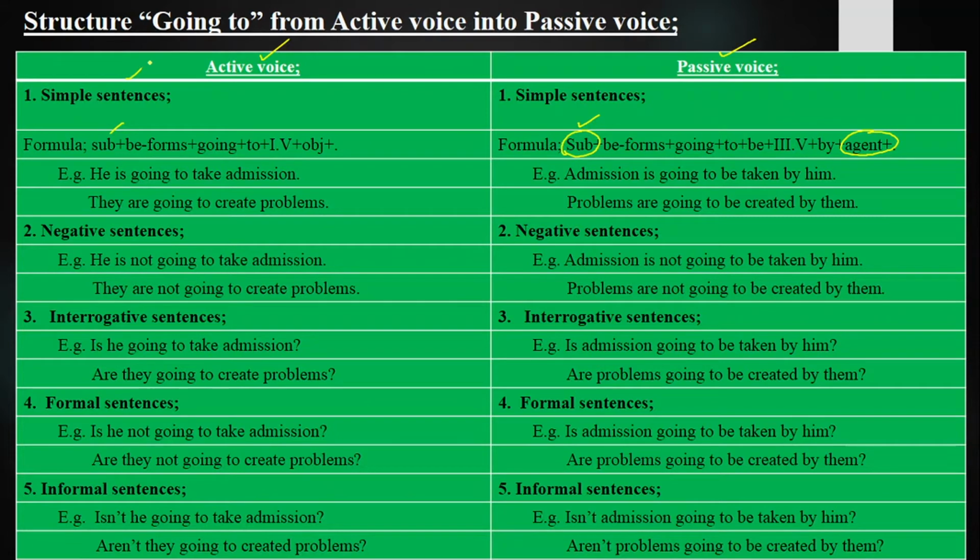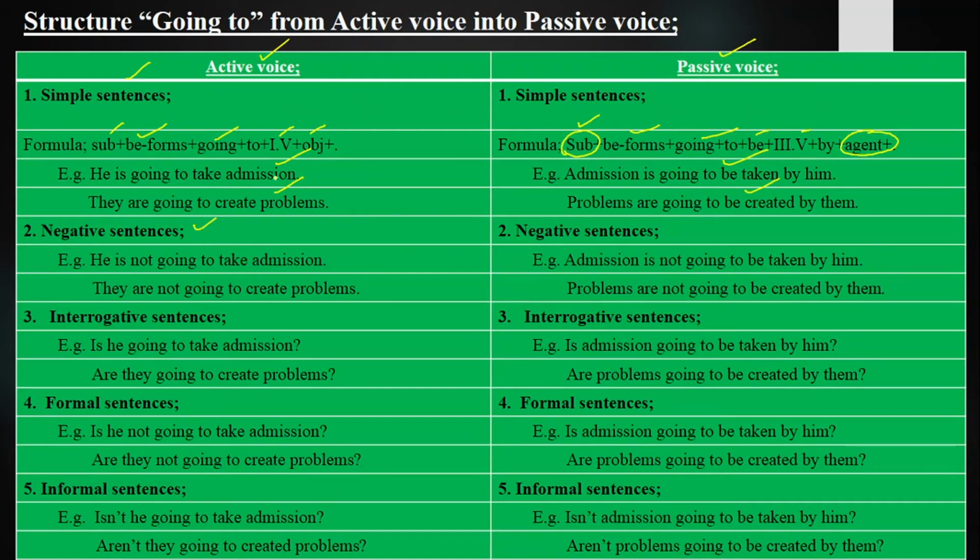Simple sentences are those sentences which make a simple statement. When we change them from active voice into passive voice, in active voice the formula is: subject, be forms, going to, first form, object. In passive voice: subject, be forms, going to, be plus third form, by agent. He is going to take admission, meaning nearer future. Admission is going to be taken by him. They are going to create problems. Problems are going to be created by them.